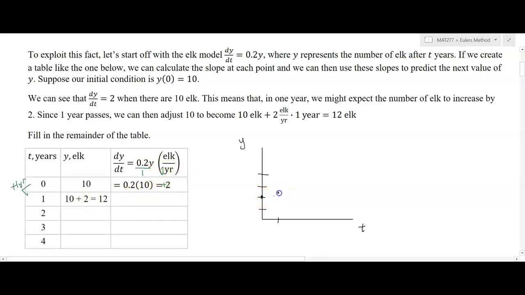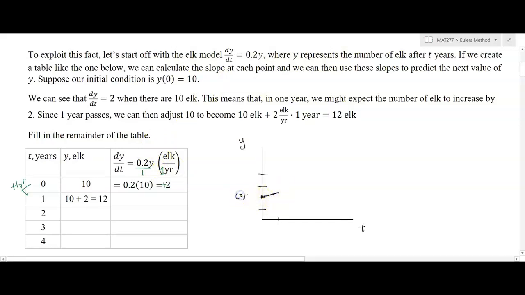So to get 12 elk right here, what I should draw between these 2 points is a straight line. And the reason I'm doing that is because this 2 elk per year is assuming a constant rate of change over the period of that full year. Now that is a simple way of thinking about it, but it also poses the problem of, doesn't the rate of change continuously? And when we're dealing with calculus, we know that the rate of change is just instantaneous, but we're treating it as if it were constant.